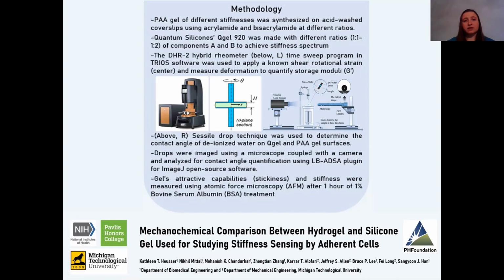We also used a sessile drop technique to measure the contact angle of water on each gel, and this showed us the different hydrophobicities or hydrophilicities of each gel. To measure the attractive capability or stickiness and stiffness of the Qgel, we used atomic force microscopy, or AFM, but found it necessary to use BSA treatment, bovine serum albumin, first.